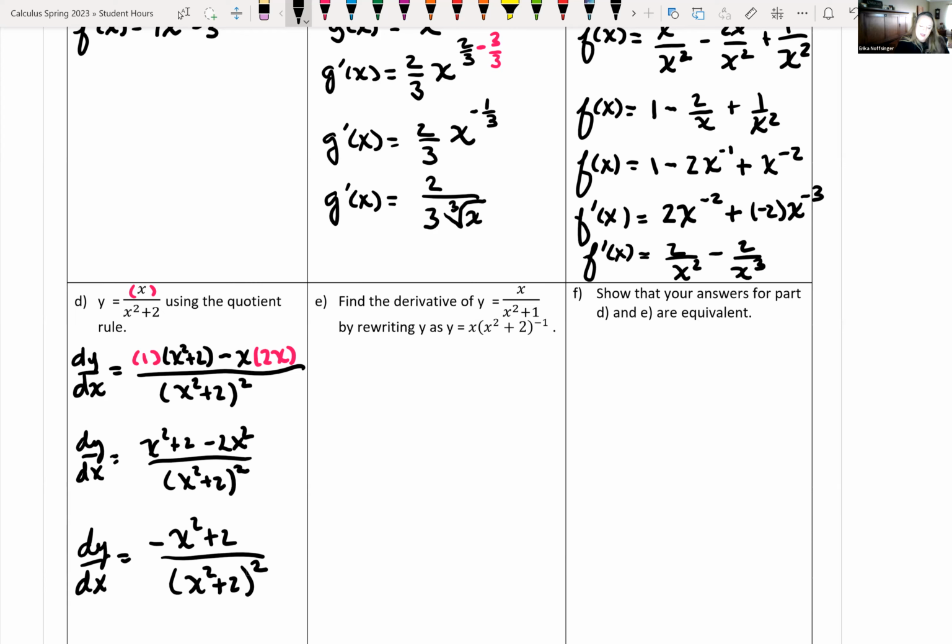For E, find the derivative of y equals x over x squared plus 2 by rewriting it. Okay, so we're in the form here that we can use the product rule. And within that product rule, we're going to use the chain rule. So let's just write what we're doing. So y prime, or dy dx, another way to write the derivative, is the derivative of the first function, which is x, times the second, which is this x squared plus 2 to the negative 1, plus the first function x, times the derivative of the second. So I'm going to write that I'm going to take the derivative of the second without doing it yet. The second function is the quantity x squared plus 2, and then that's raised to the negative 1.